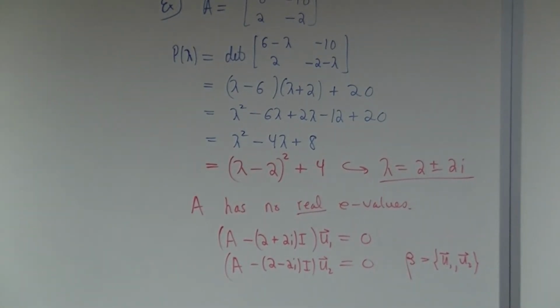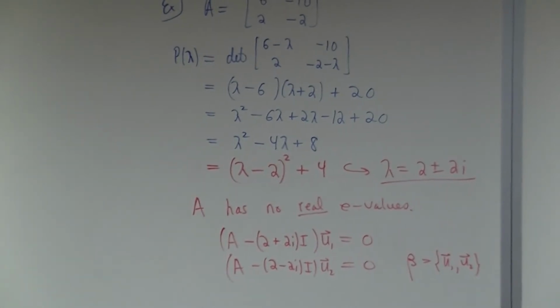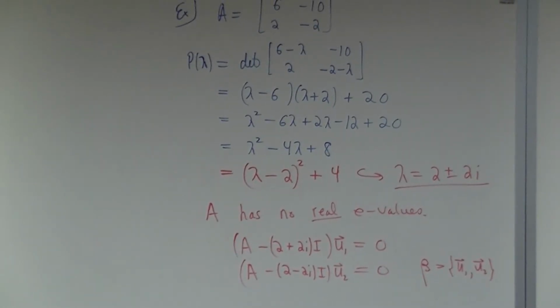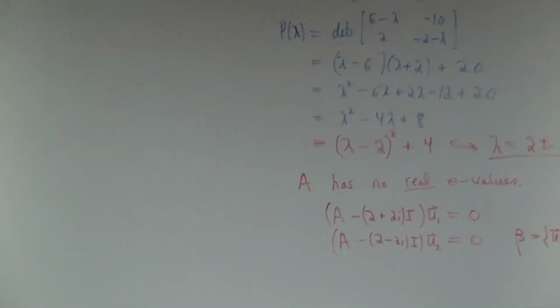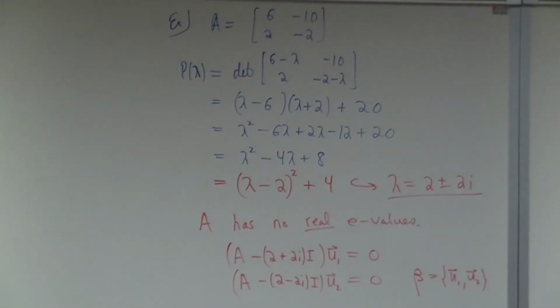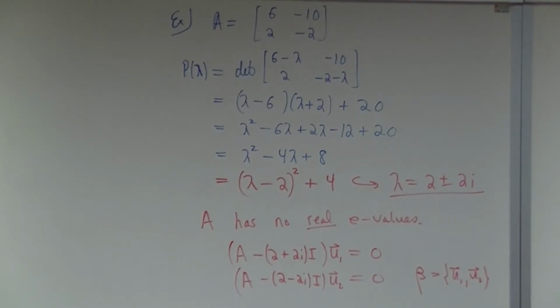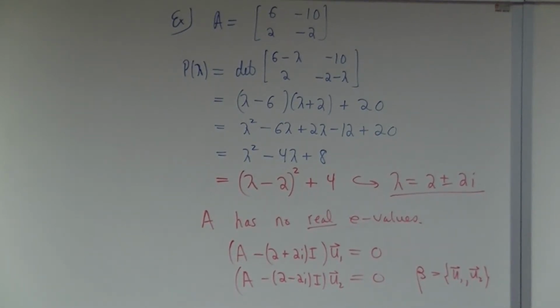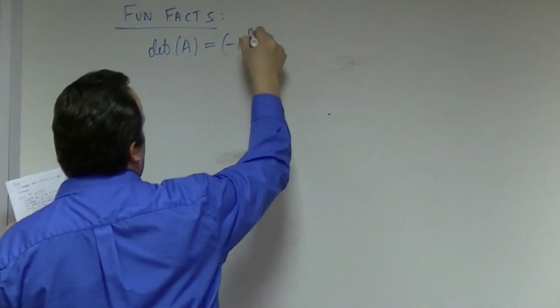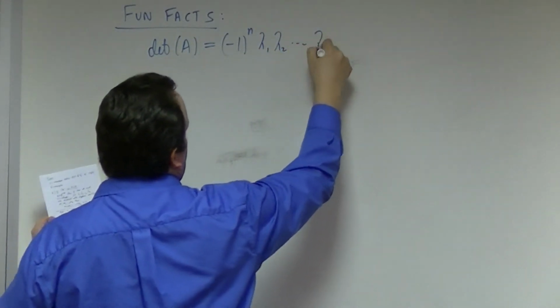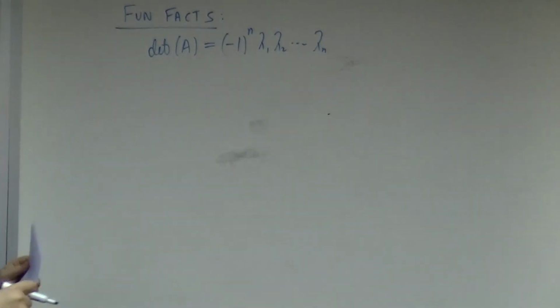All right, so some general theoretical issues that we need to deal with here. First of all, here's some fun facts for you. In other words, fun facts are things that I'm not going to prove today. Fun facts. The determinant of A is minus 1 to the n times the product of the eigenvalues. That's actually still true if you allow for complex eigenvalues.